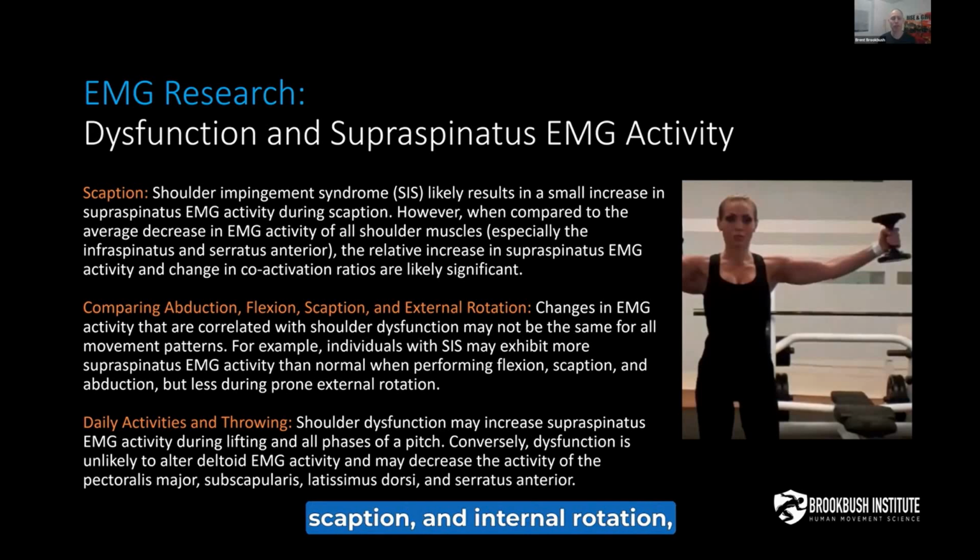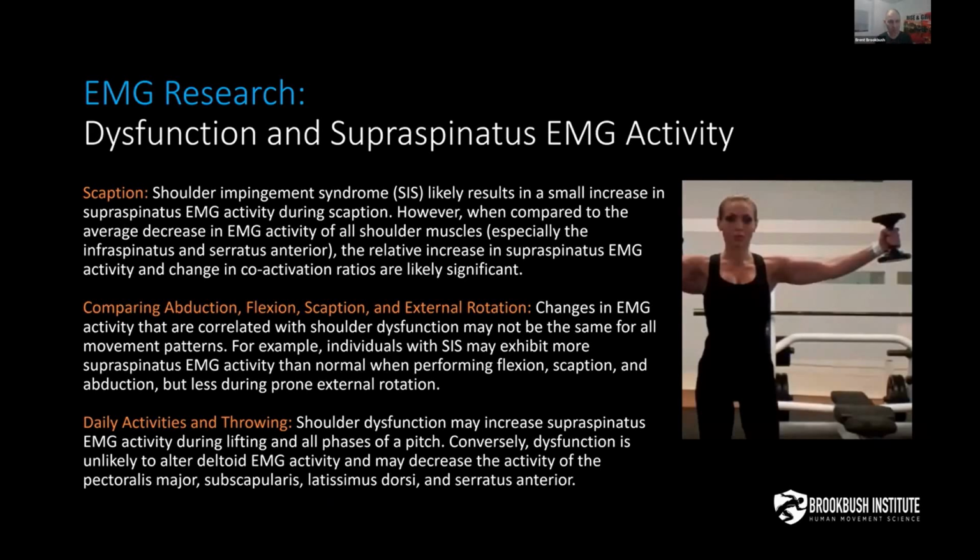Comparing abduction, flexion, scaption, and external rotation, it is important to realize that when we say things like supraspinatus is overactive, that when we look at the research, that may not pan out for all joint actions. Because we see a compensation pattern leaning towards overactivity, doesn't mean that, for example, during external rotation, we're still going to see supraspinatus overactivity. It might not be more active during external rotation, but maybe way more overactive during things like flexion and abduction as we kind of started stacking our understanding of how this muscle functions.